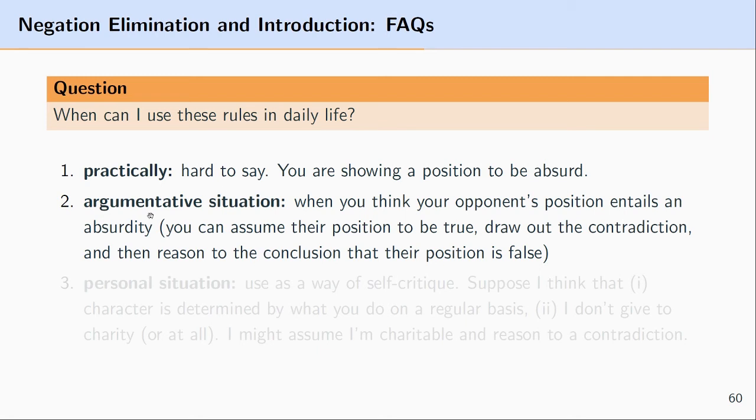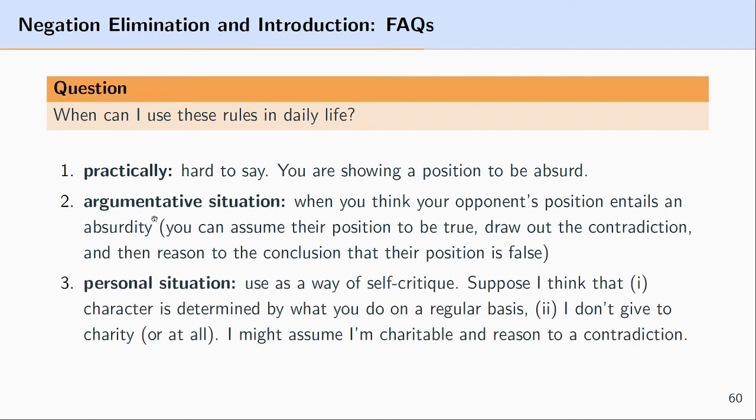So you can do this in the argumentative situation, and the style you would do it in is accepting what they say is true, and then trying to show that it yields some impractical consequence or some kind of contradiction. Another way you might use it is as a style of self-critique.